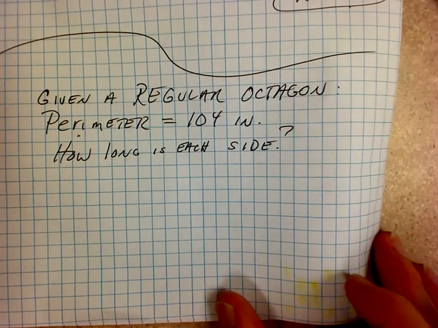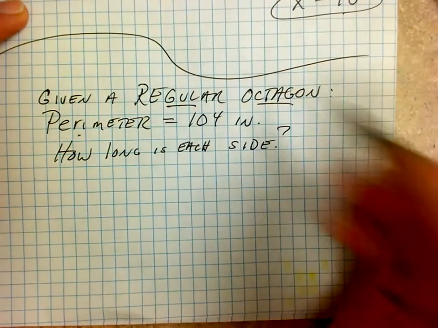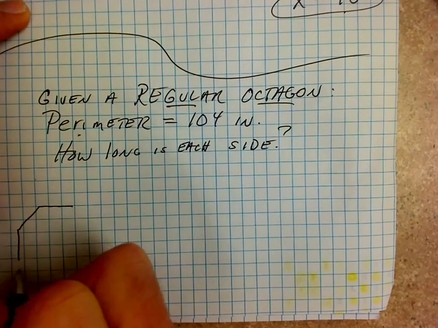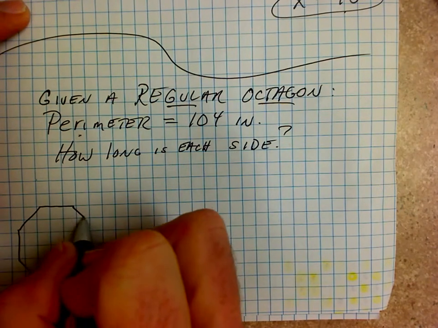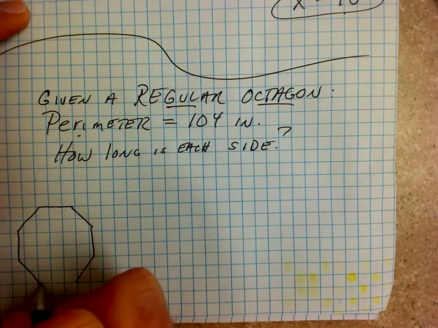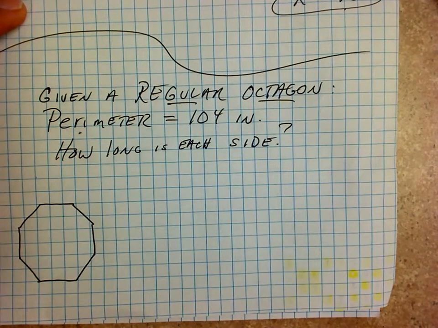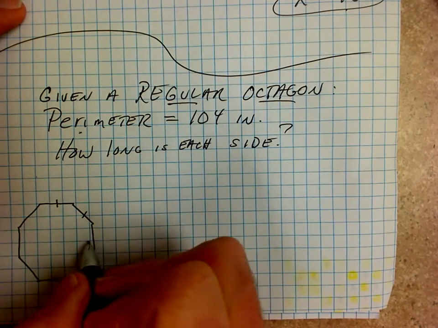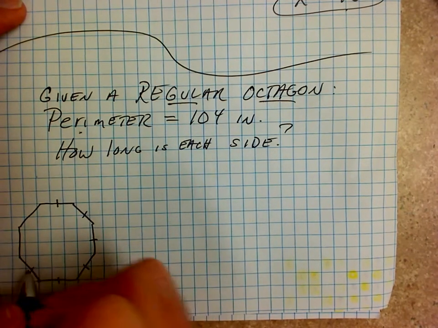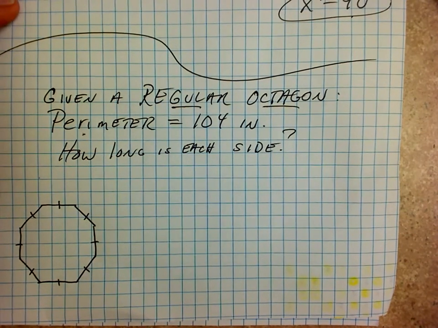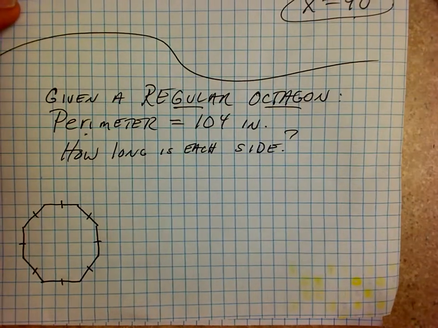If we're a little confused, regular octagon, remember we're going to discuss in class, that means that you have an octagon where all the angles and all the sides are congruent. So remember our markings. We know all of them are congruent. The question is, how long is each one of those sides?